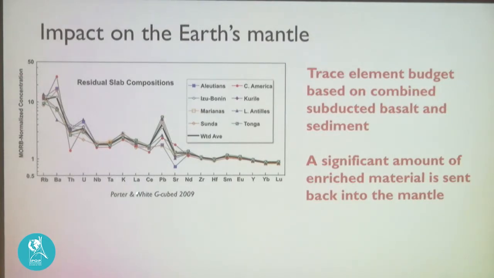Another estimate was published by Bill White and his former student, where they managed to make an estimate, which is very difficult to do, of what is sent into the mantle using the composition of the basalt and the sediment that enters subduction zones. They can calculate how much is sent back in the mantle for each of these arcs in terms of trace element pattern. You see that a lot of barium is sent back, and some elements are enriched, and others are not enriched. It's just like the starting material. But a lot is sent back.